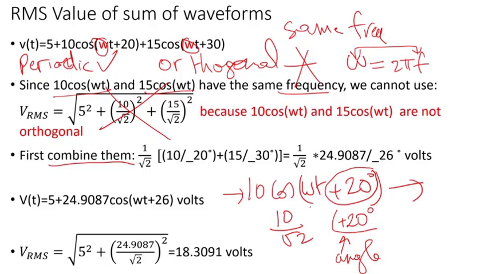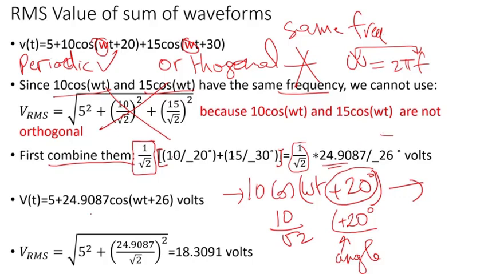Then you do the same thing for the other one. Since 1 over square root 2 is common to the 2, I just put it out and put the brackets here, factor it out basically. Then the magnitude is 10 with an angle of 20. The other one is magnitude 15 with an angle of 30. Then if you carry out the calculation, 1 over square root 2 times, I get this with an angle. You have to plug this in MATLAB or calculator. So I get this equation here.